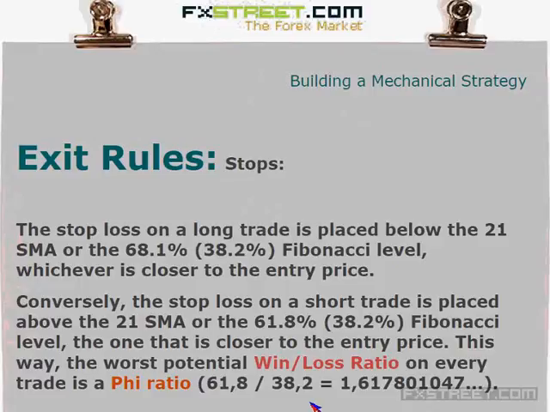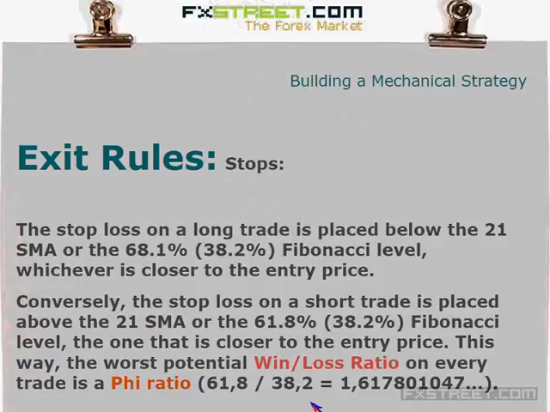Regarding stops, the stop loss on a long trade in this case is placed below the 21 SMA or the 38.2 retracement in the Fibonacci scale. I put it here 68.1, pardon, as I have the Fibonacci extension tool inverted, but in fact it will be 61.8, I think. Whichever is closer to the entry price. We'll see it on a chart.